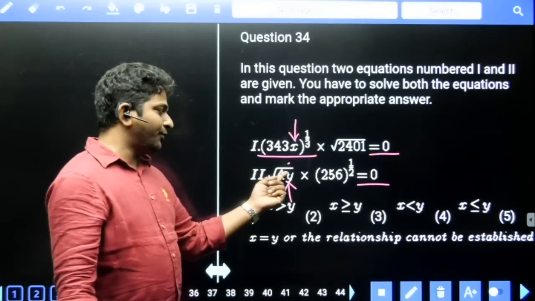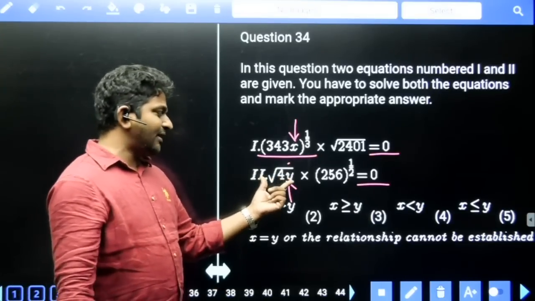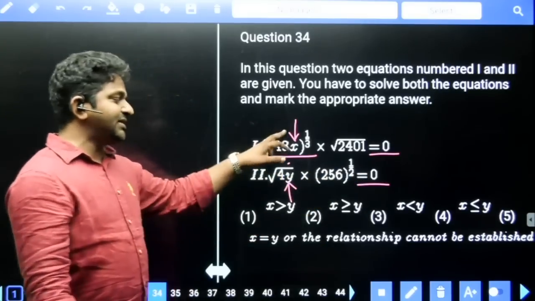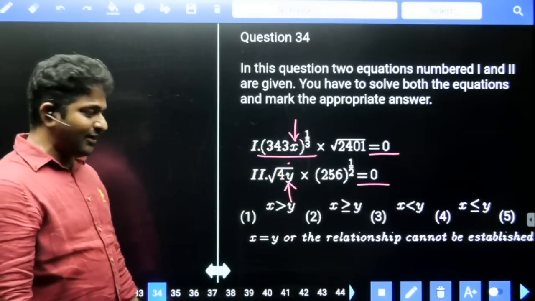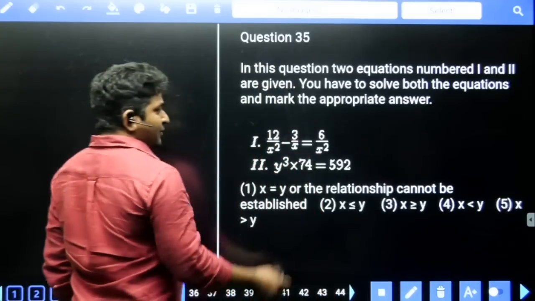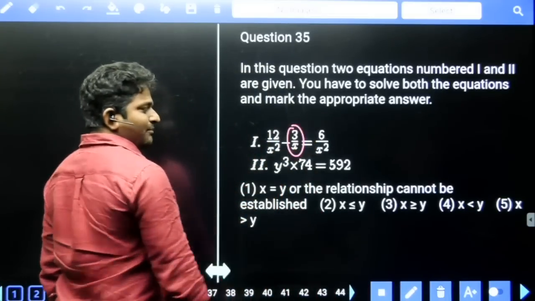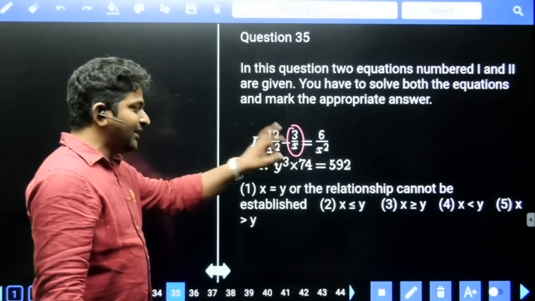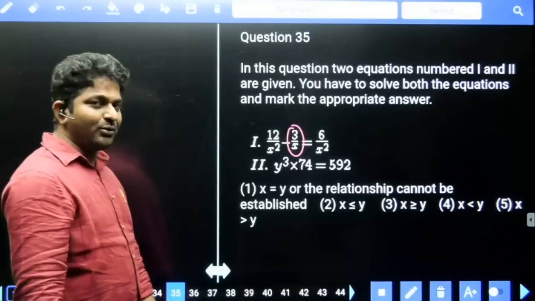If under root of 4 into y value is 0, then under root of 4y becomes 0, 0 into some number becomes 0. So x is 0 and y is 0, both x and y values are equal. Next, you can take this number and multiply both numerator and denominator in 3 by x with x. You can do that, no problem.